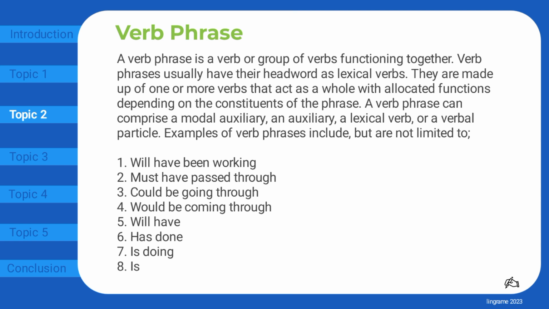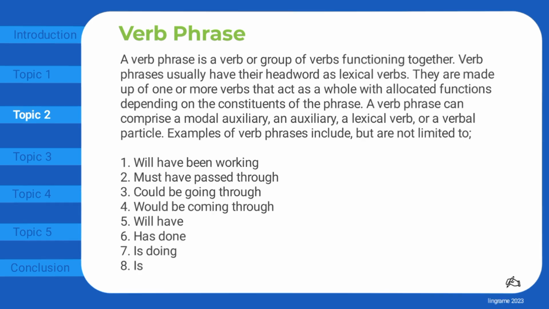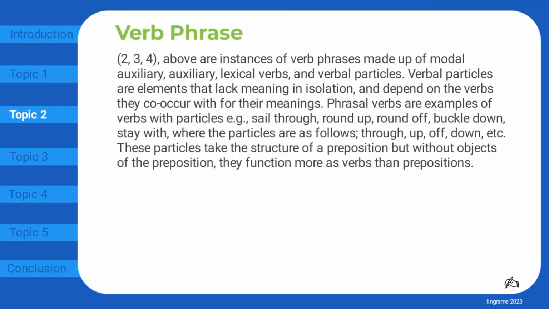Examples of verb phrases include, but are not limited to, will have been working, must have passed through, could be going through, would be coming through, will have, has done, is doing, is. Above are instances of verb phrases made up of modal auxiliary, lexical verbs, and verbal particles.